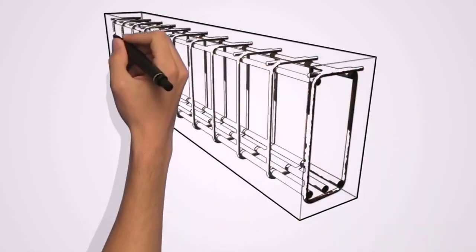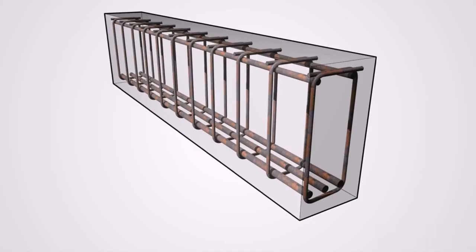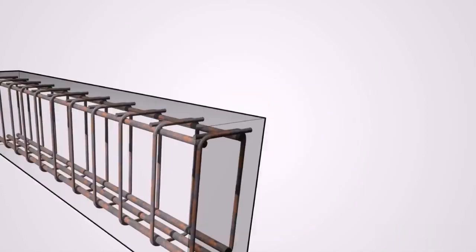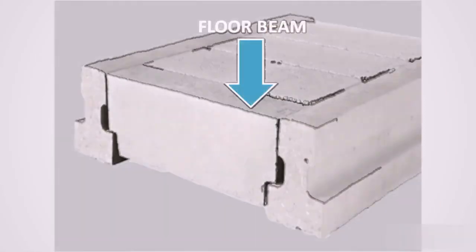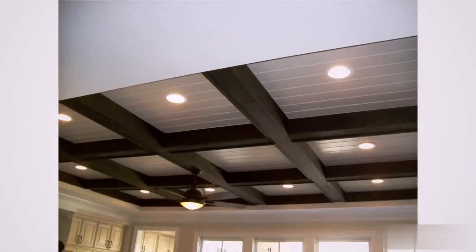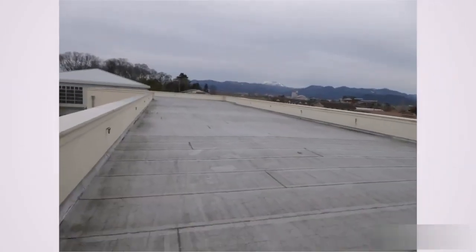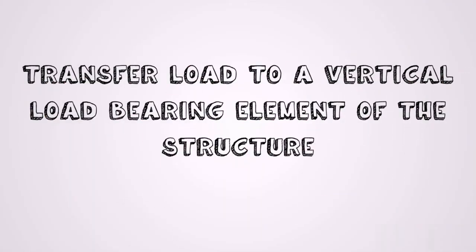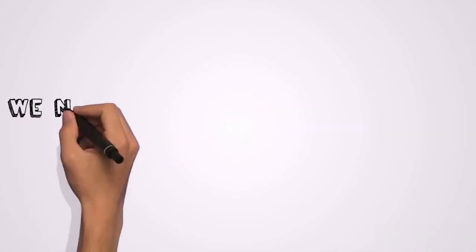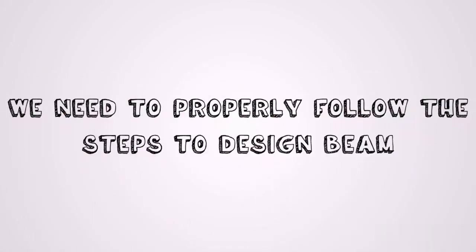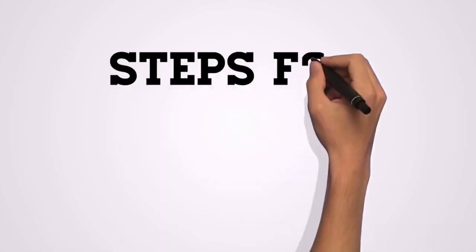Beams are really one of the most important elements in structures because they are used to support the weight of floors, ceiling, and roof of a building, and to also transfer load to a vertical load bearing element of the structure. So because of this, we need to properly follow the steps to design beam. Now here are the steps for designing beam.